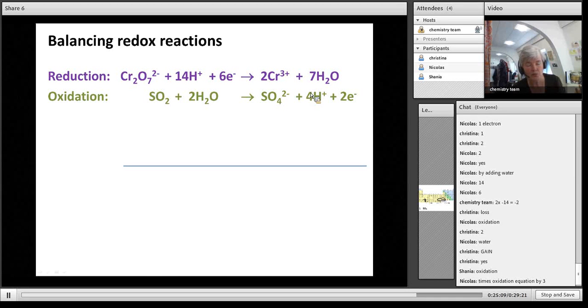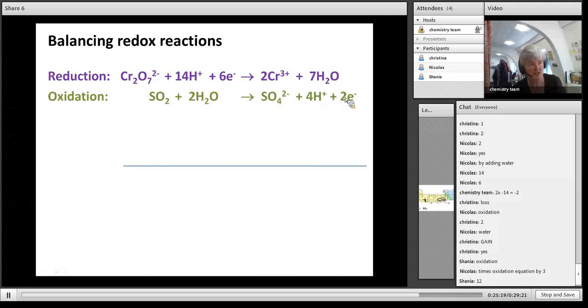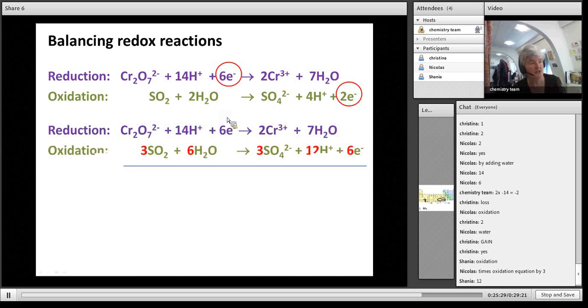What number would go in front of the H plus? If I'm multiplying this 3 by 3, 12, correct. And can you see if I'm multiplying 3 by 3, the 2 times 3 is 6. So the 6 electrons, I'm now going to have the same amount. So just highlighting that, and there I've now done it again. So I've multiplied it all the way through.